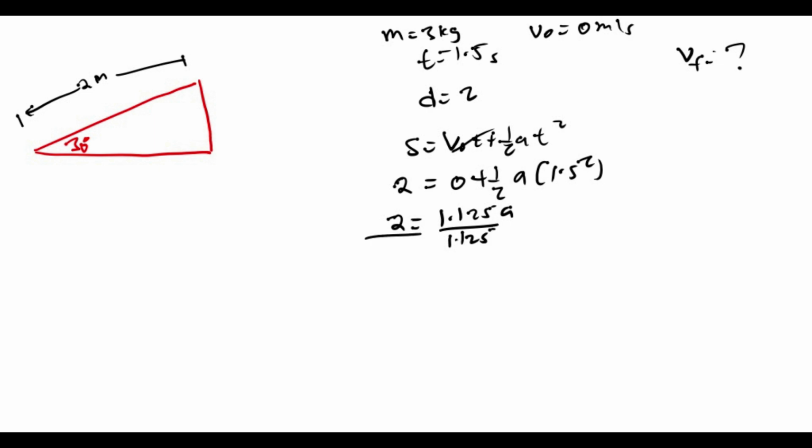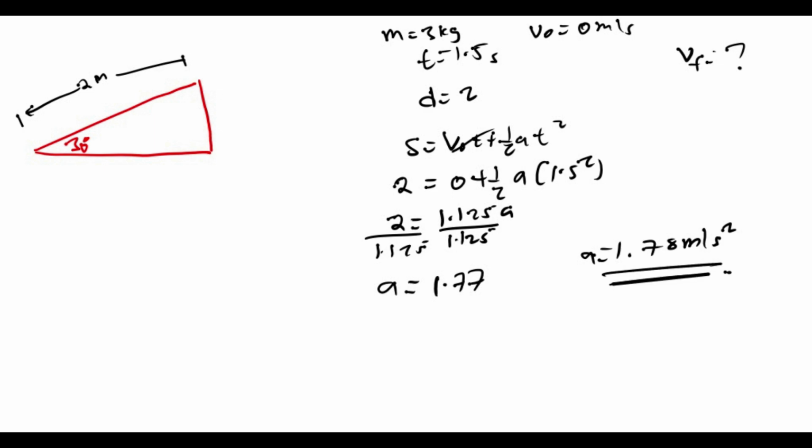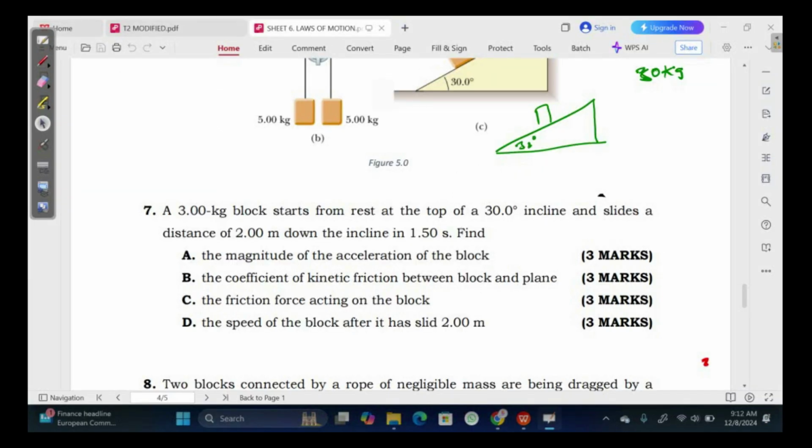1.125 a will be equal to 2. If I divide 2 by 1.125, I'll find 1.77, or if you want you can say 1.78 meters per second squared. That is my acceleration. What was the next question? The coefficient of kinetic friction.